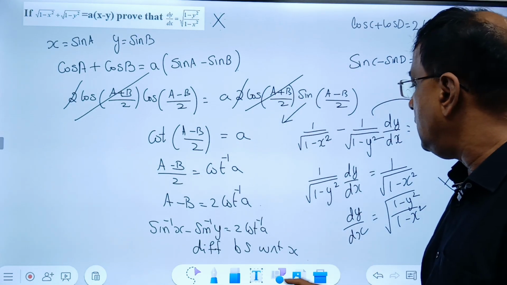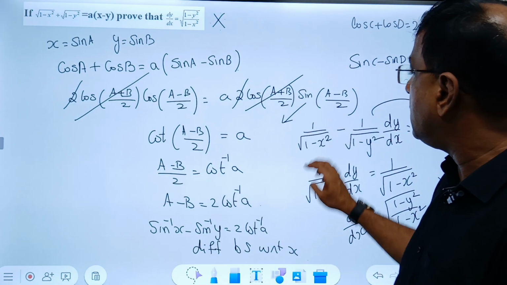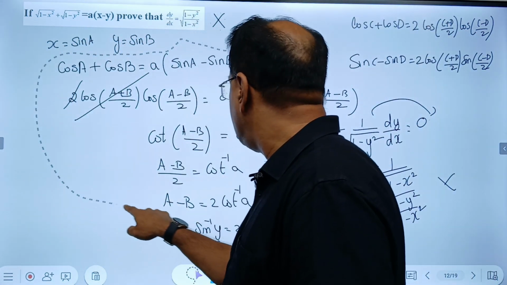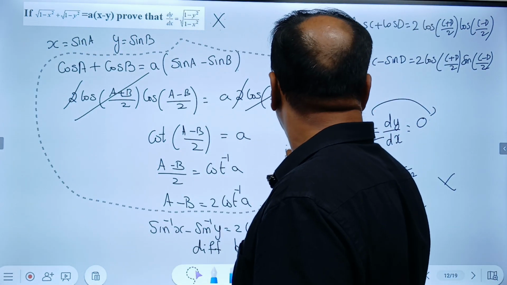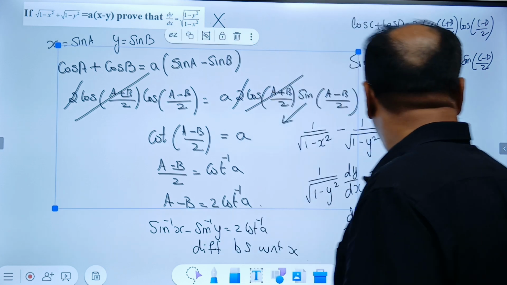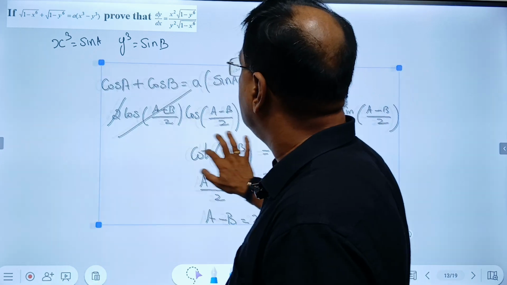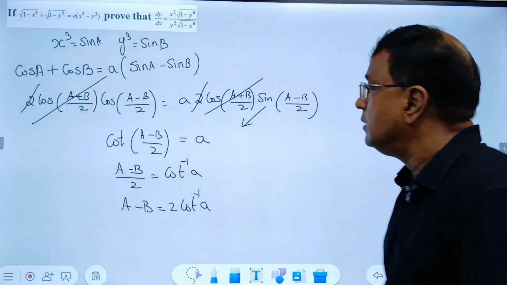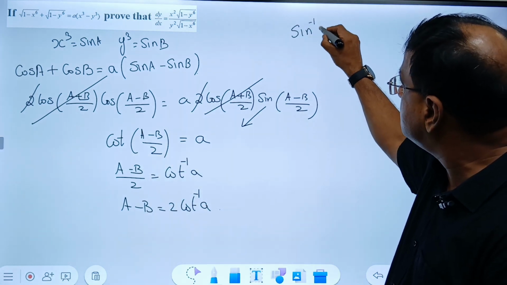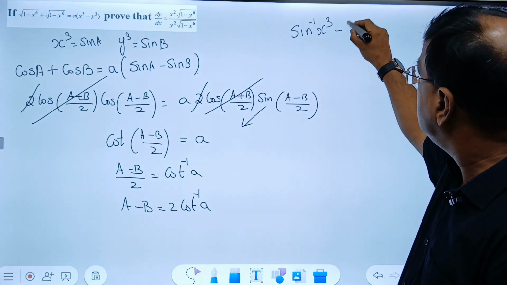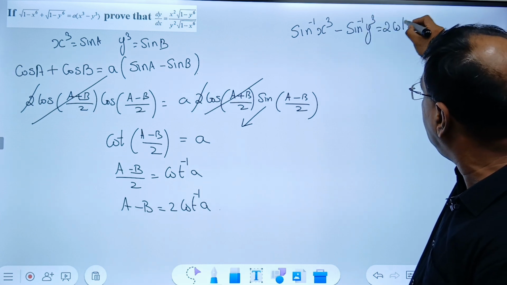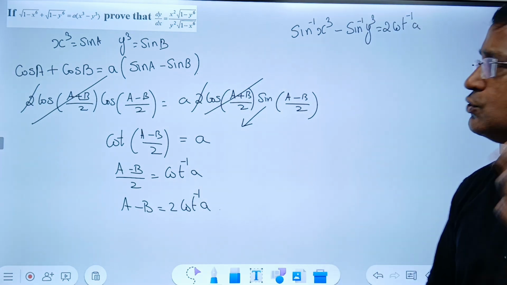Now what will happen if you do all that? You will arrive at this place. This is what you will get. Now what is A? A is nothing but sine inverse of x cube. What is B? Sine inverse of y cube, which is 2 cot inverse of a. Everything else is the same. You can just go through it.